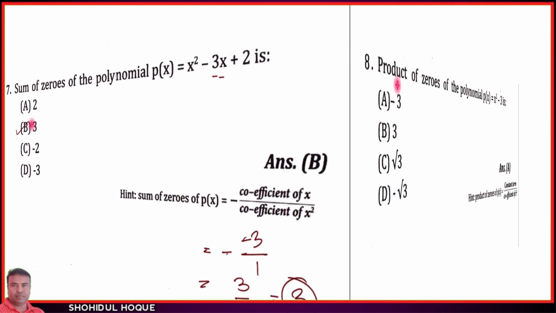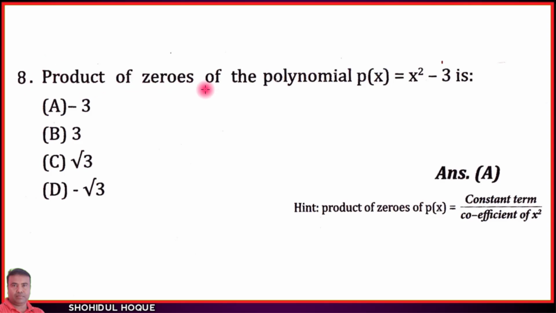Alright. Next, question number 8. Product of zeros of the polynomial p(x) = x square minus 3 is option A minus 3, option B 3, option C under root 3, option D minus under root 3. Correct option A, minus 3. How can we verify this answer? Using this formula, product of zeros of p(x) equals constant term divided by coefficient of x square.